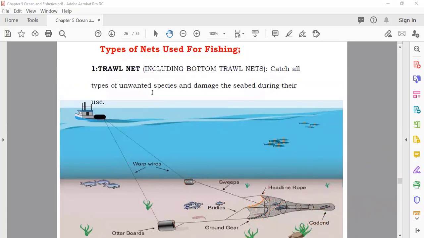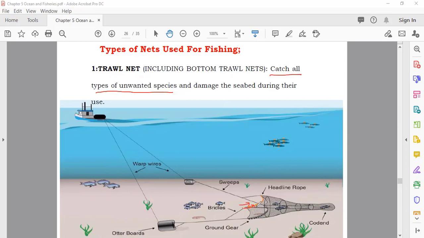See here, we will see now what they have explained. It catches all types of unwanted species. Not only fish, but sometimes other animals we cannot eat, like starfish and crabs. All these things can come here and get stuck inside this one.